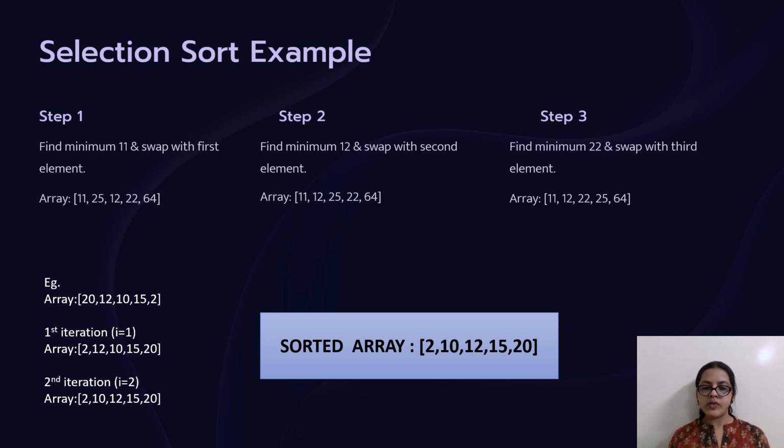Similarly, we will do the steps for i is equal to 2, i is equal to 3. But in this question, when we do for i is equal to 2, we get a final sorted array, that is 2, 10, 12, 15, and 20.